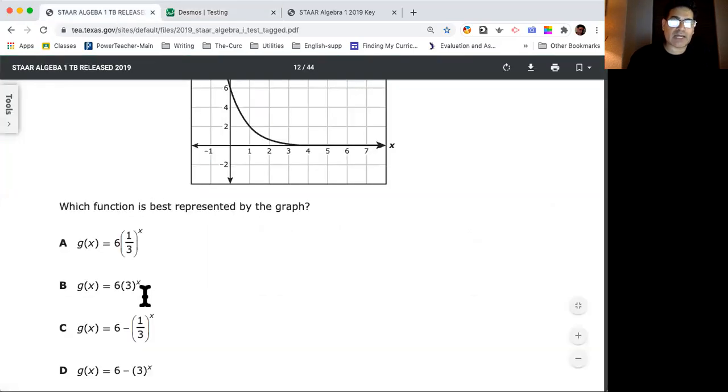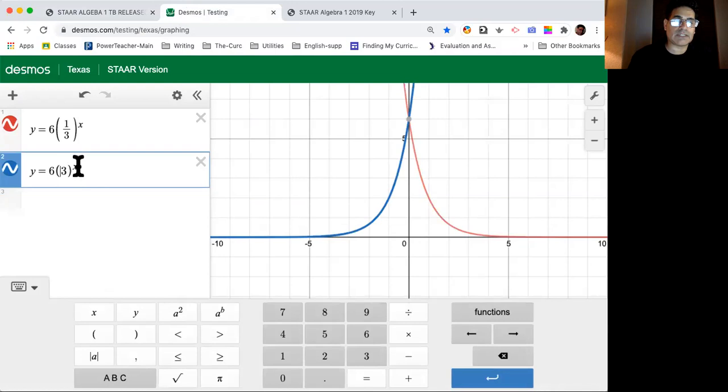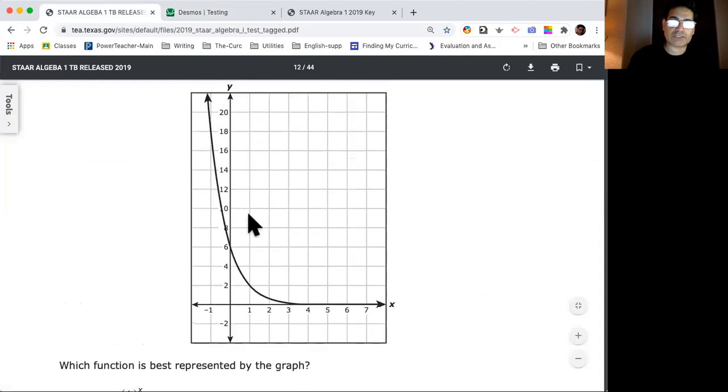And that is my g of x, or y, equals 6 multiplied by a third to the x. So all I have to do is change that into a 3: 6 multiplied by 3 to the x. And what do I have there? Again, I'm comparing that to this graph here. I want something that looks like that.